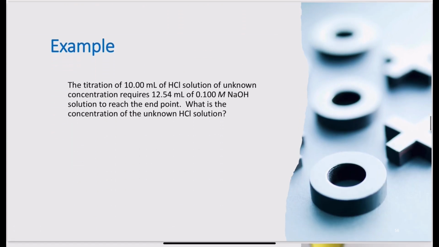The titration of 10 ml of HCl of an unknown concentration requires 12.54 ml of a 0.1 molar sodium hydroxide solution to reach the endpoint. What is the concentration of the unknown HCl solution? So you're doing a titration.